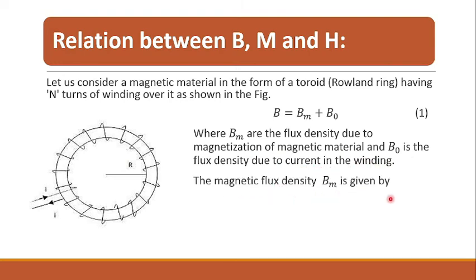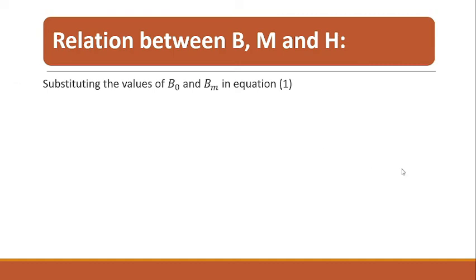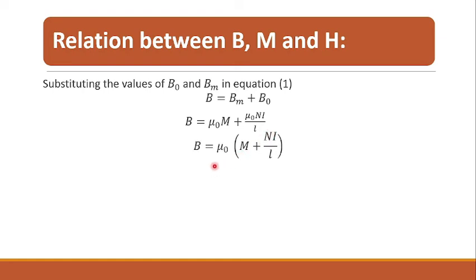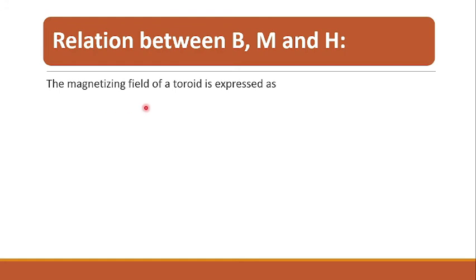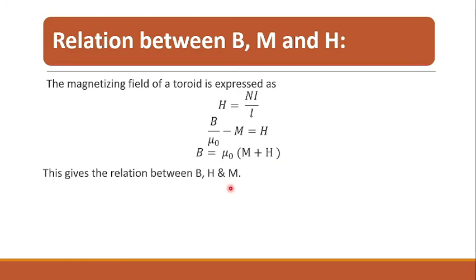The magnetic flux density Bm is given by mu 0 into M, and B0 is given by mu 0 Ni upon L. So substituting the values of B0 and Bm in equation 1, we can write B is equal to Bm plus B0, and therefore B is equal to mu 0 M plus mu 0 Ni upon L. So B is equal to mu 0 into (M plus Ni upon L), and therefore B upon mu 0 is equal to M plus Ni upon L, and therefore B upon mu 0 minus M is equal to Ni upon L. The magnetizing field of a toroid is expressed as H is equal to Ni upon L. Therefore we can write B upon mu 0 minus M is equal to H, and B is equal to mu 0 into (M plus H). This gives the relation between B, H and M.